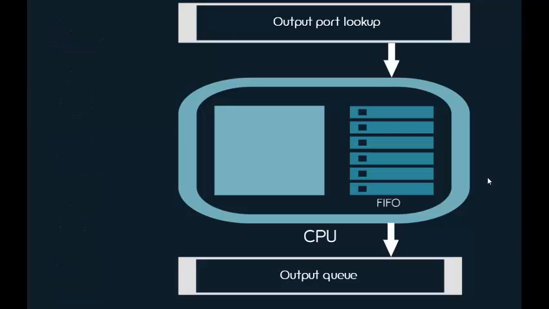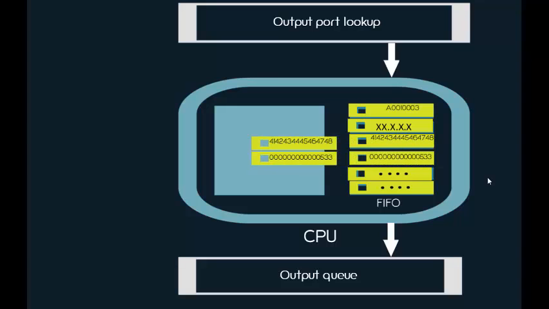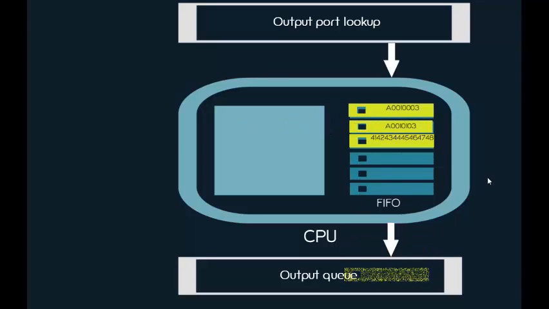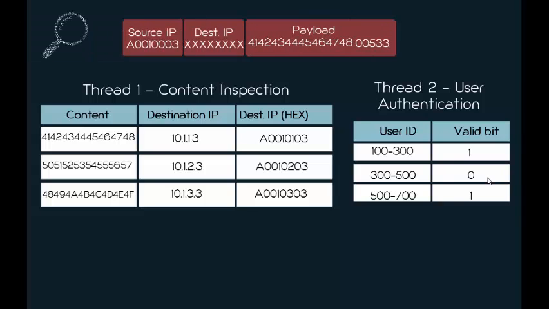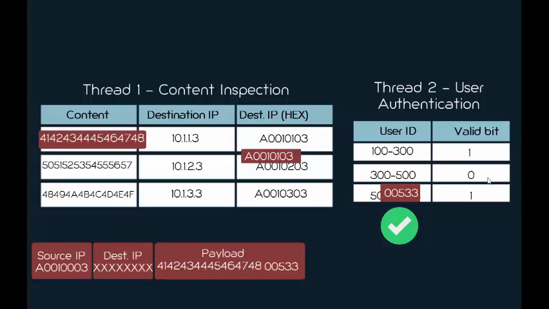Incoming packets are collected in FIFO and content inspection is done in the processor to generate the destination IP, which is then padded back to the packet and is routed out. The payload of incoming packets is inspected for two things: one, content, and two, user ID. And if a match is found for a valid user ID, the corresponding destination IP is padded to the packet and the packet is sent out.